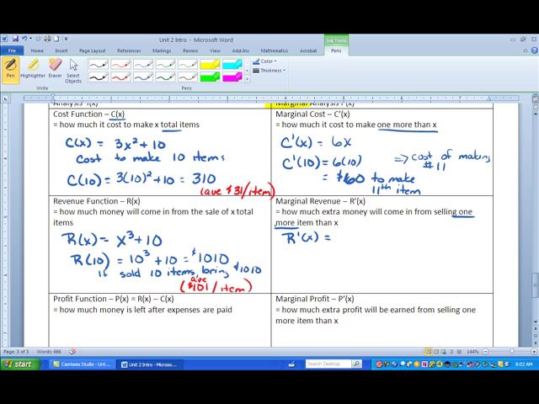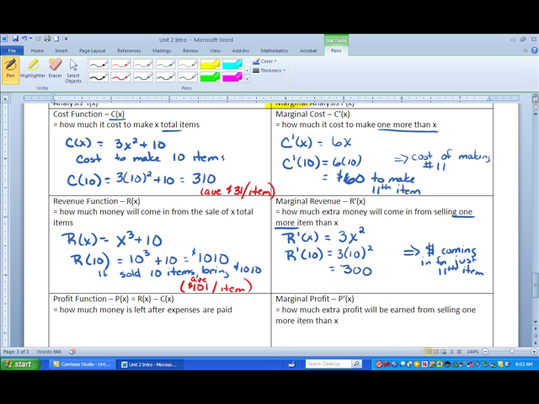What will that do? Well, first we take the derivative of x cubed plus 10, and the derivative of x cubed is 3x squared. The derivative of 10 is 0. And now remember, to find out about the 11th item, we plug in 10. So this is the money coming in for just the 11th item. And so we're going to do 3 times 10 squared, and we actually get 300.